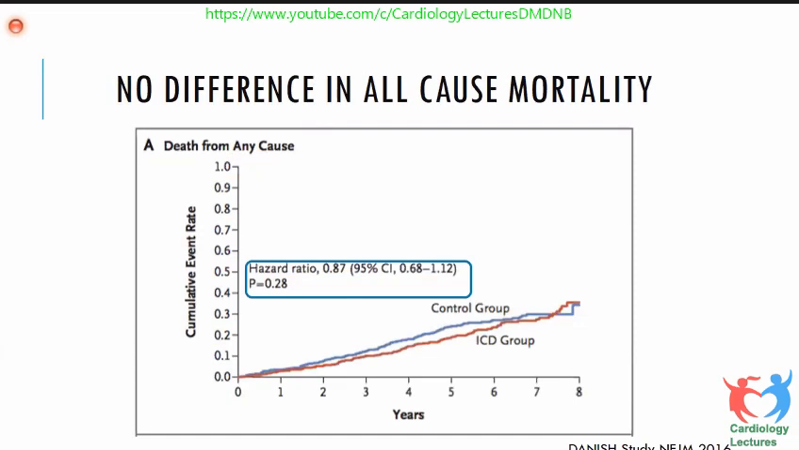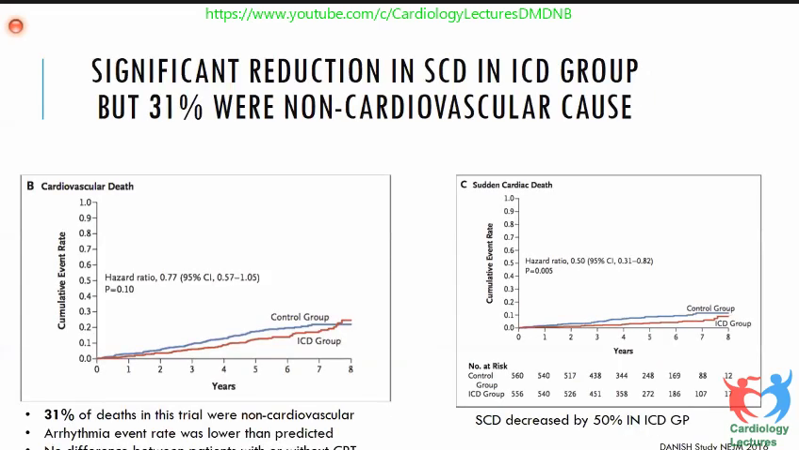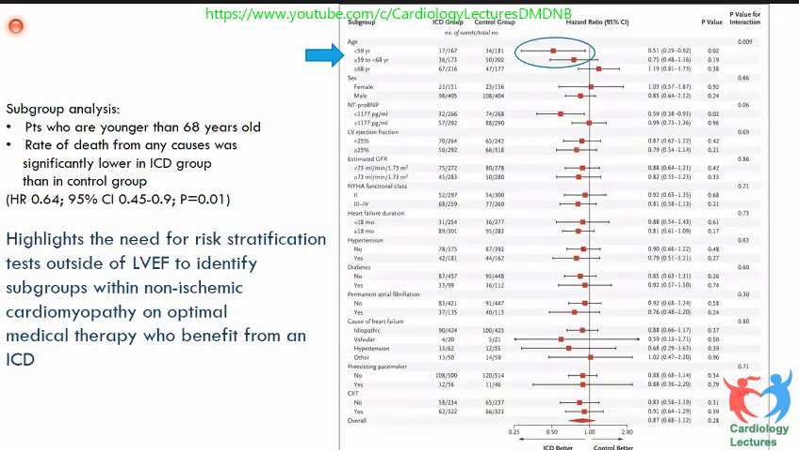And in this report, there's no difference in all-cause mortality in the Danish study. Even looking at the secondary outcome, there is a reduction of sudden cardiac death in the ICD group, but for cardiovascular death, 31% were actually not cardiovascular, and the arrhythmia event rate was lower than predicted. And there's no difference in patients with or without CRT therapy.